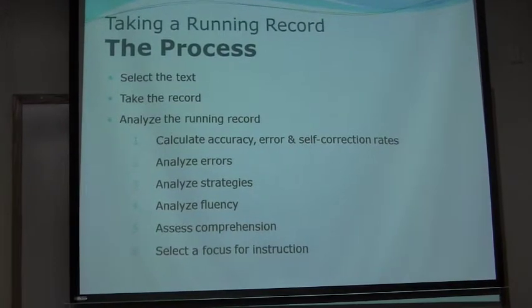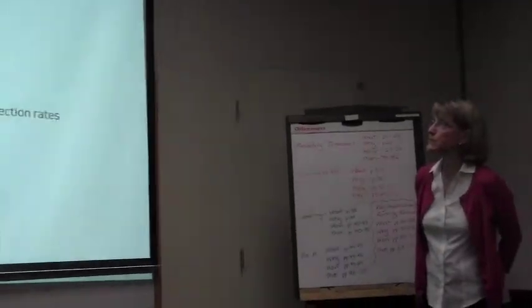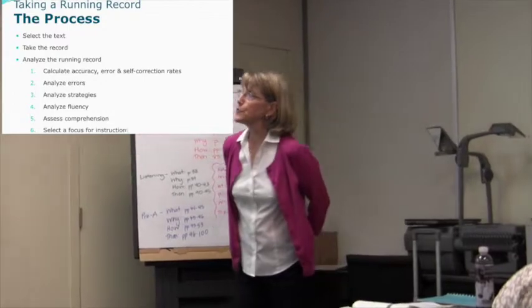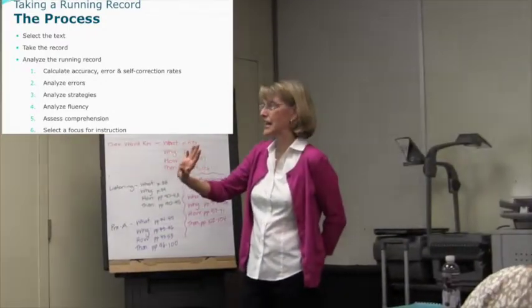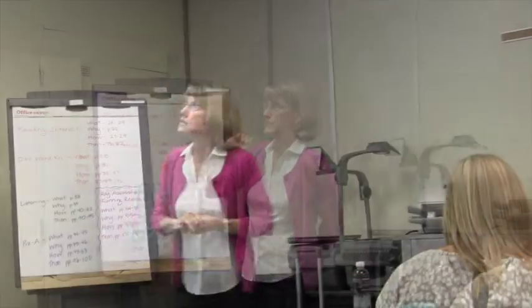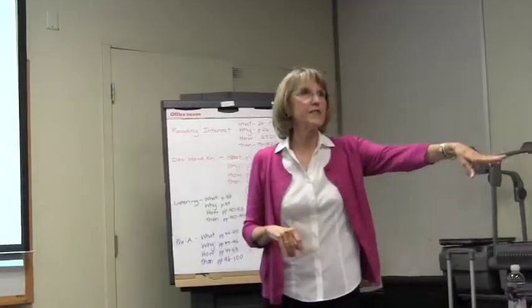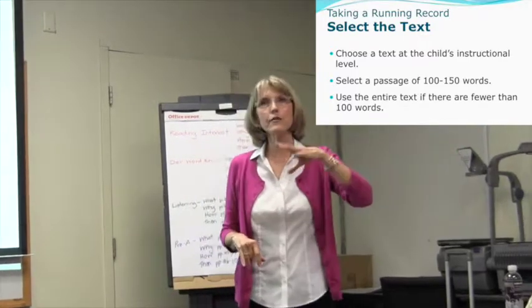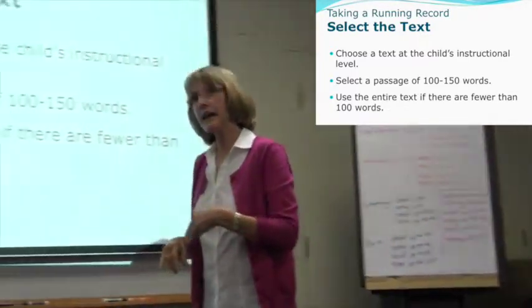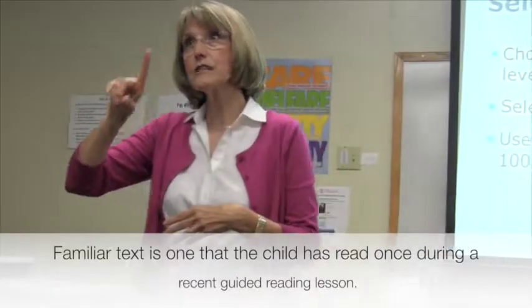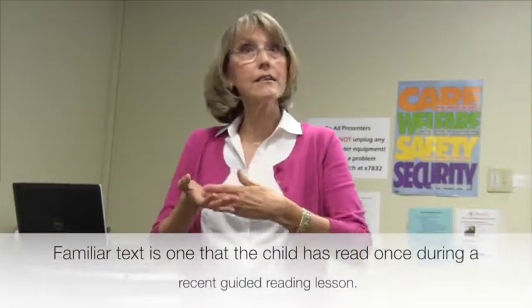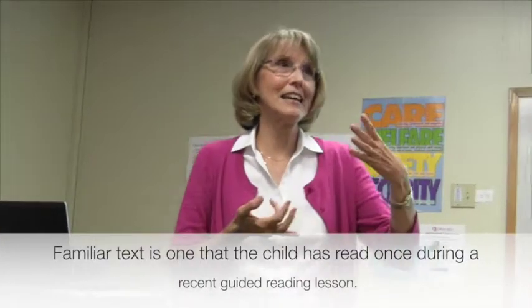So this is an overview of the process of taking a running record. You are going to select the text, take the running record, and then you're going to analyze it. Now, I'm not talking about the kit. I'm talking about taking a running record on familiar text. Familiar means that the child has encountered it once during guided reading, that you taught it, maybe the next day, maybe a couple days later, and you're going to take a running record on what you taught.